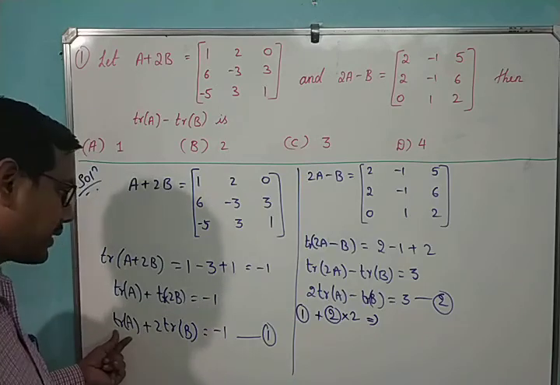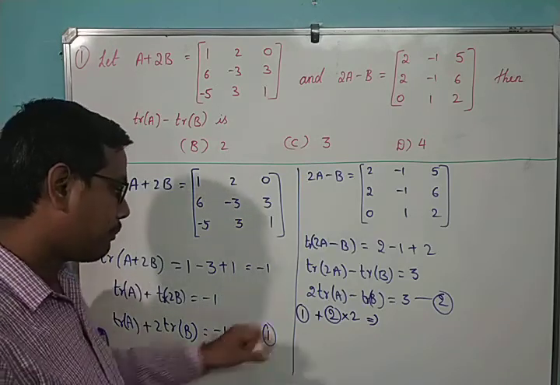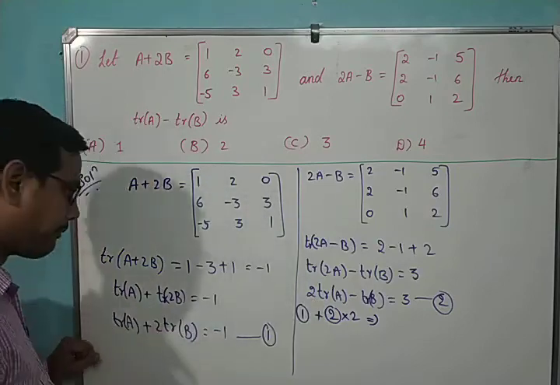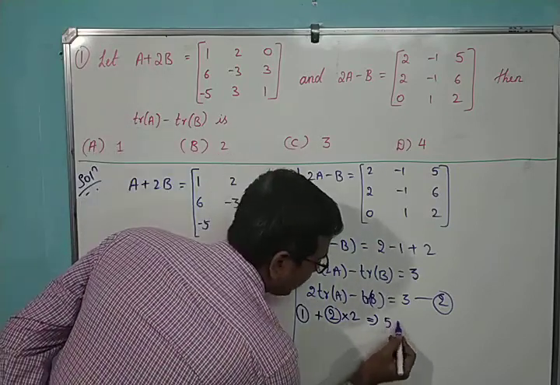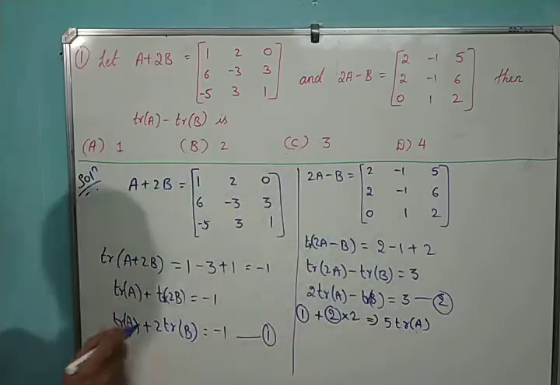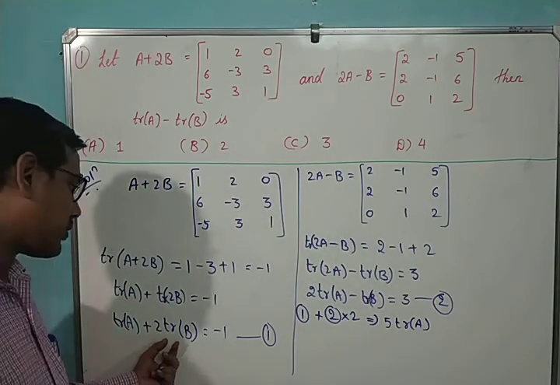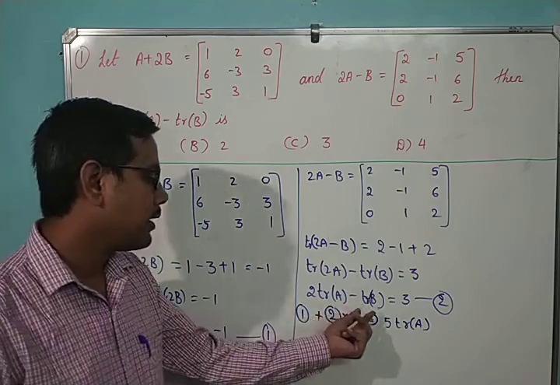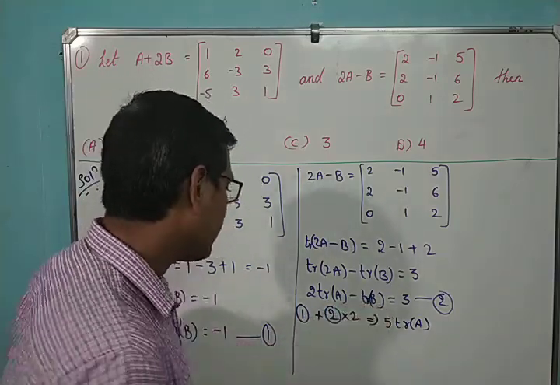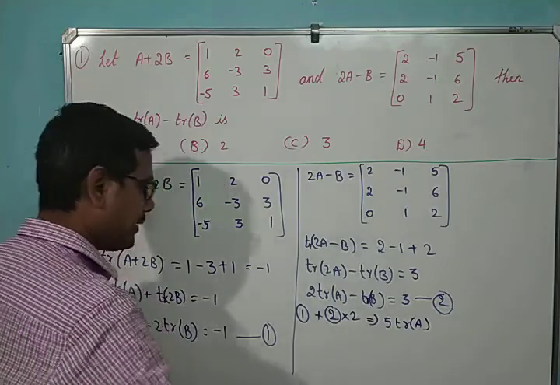Equation 1 is trace A plus 2 into this one. 2 into 2 is 4 plus 1, 5 times trace of A. Then 2 times trace of B plus minus 2 times trace of B. So that will be eliminated.